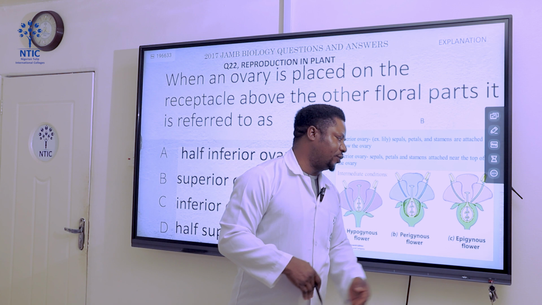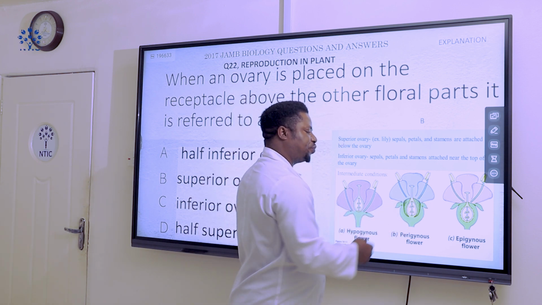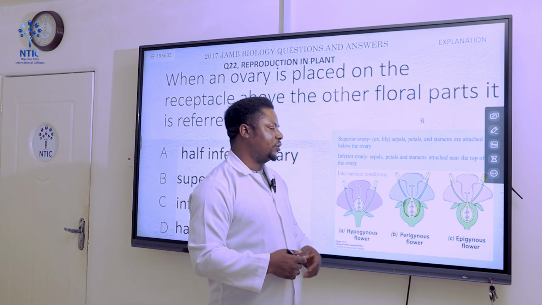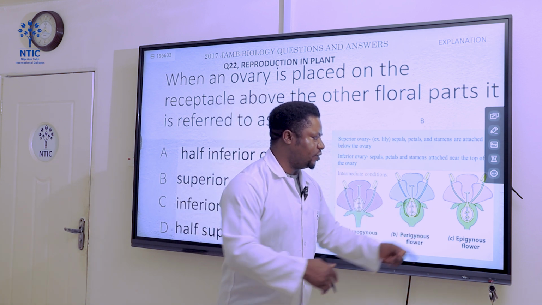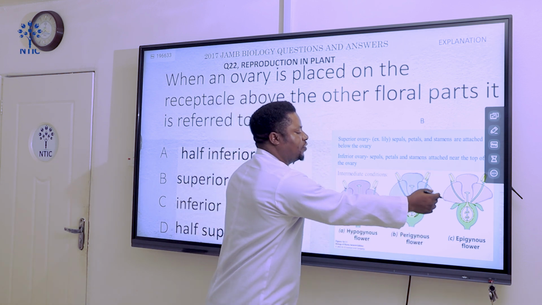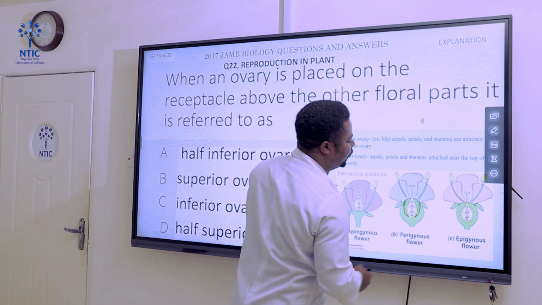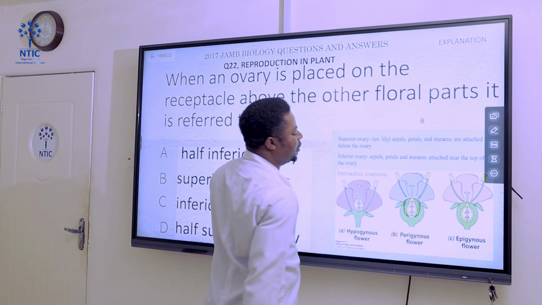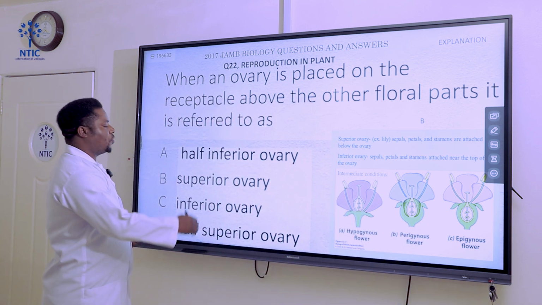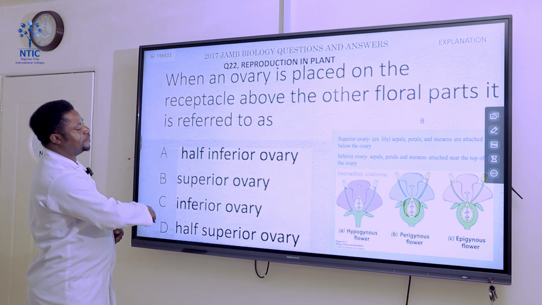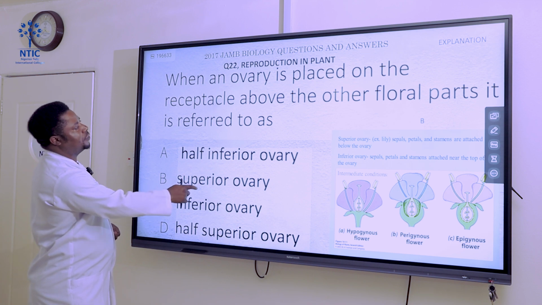While in the case of epigynous flower, we have the ovary situated below the stamen or below the other floral parts. Look at the stamen here, just found above the ovary. So this is epigynous flower, and it is also known as inferior ovary. So the correct answer to this is B, which is superior ovary.